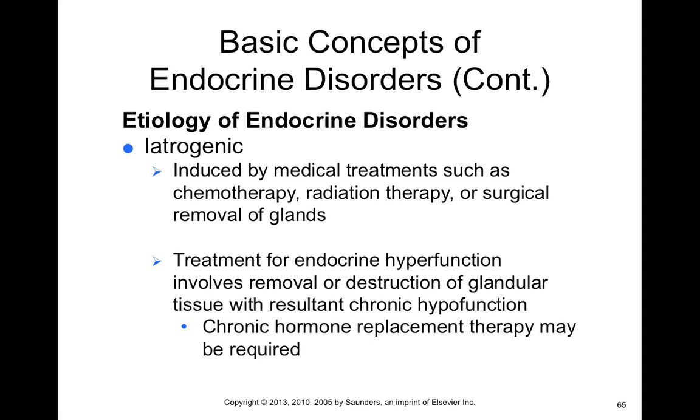Okay. Now, treatment for endocrine hyperfunction could be removal or destruction of glandular tissue, which can result in chronic hypofunction, but that's replaced with long-term hormone replacement therapy, right? So if someone has a thyroid tumor and that requires surgical removal, then they're not going to be able to make their own thyroid hormone. That could lead to chronic hypofunction, so they would need to take thyroid hormone exogenously for the rest of their life in order to maintain that function.